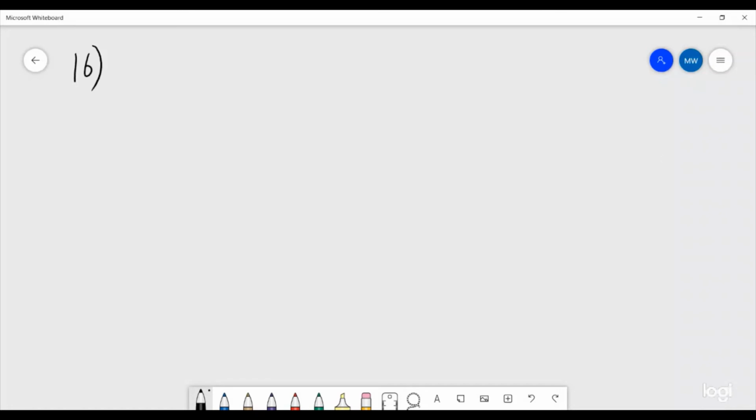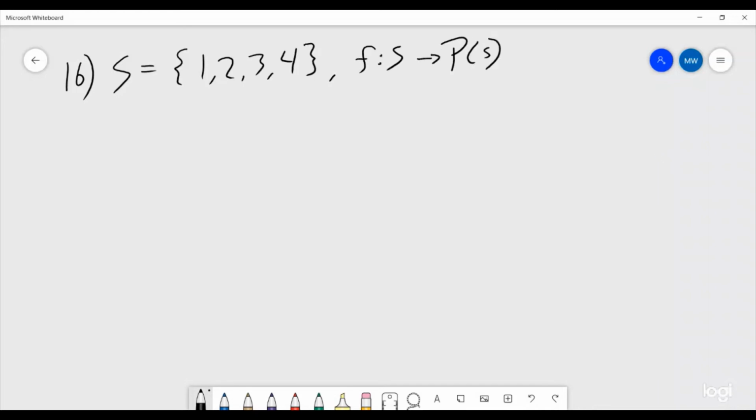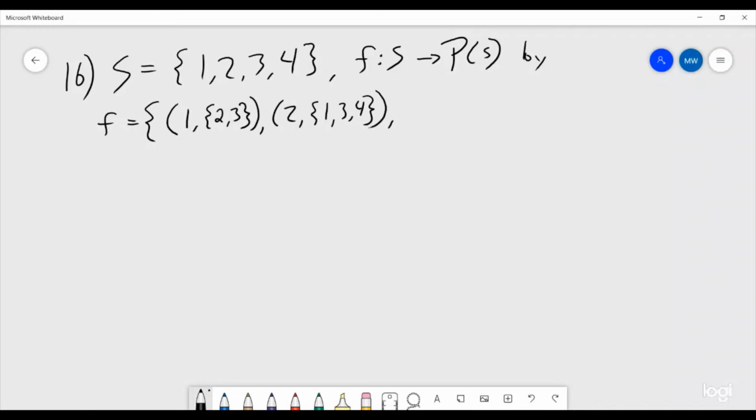Let's see. Alright, I'm not doing this one exactly. That one's too big of a thing. So if S is equal to the set 1, 2, 3, 4, and we have f going from S to the power set of S, where f is equal to the set of ordered pairs: 1 comma the set 2 3, 2 comma the set 1 3 4, 3 comma S, and 4 comma the set containing 1, 2, and 4.